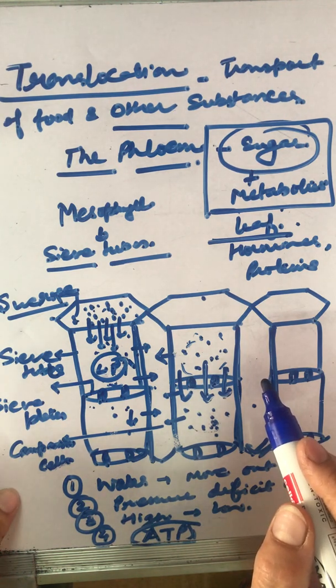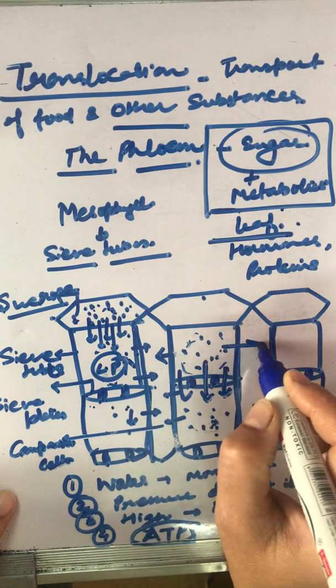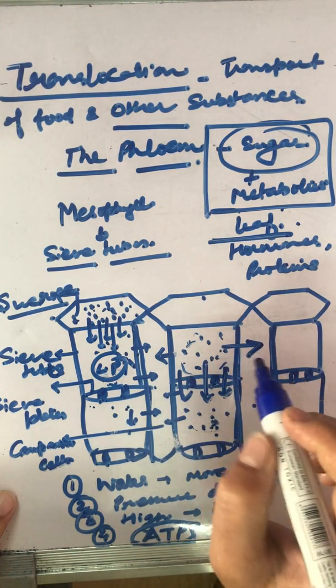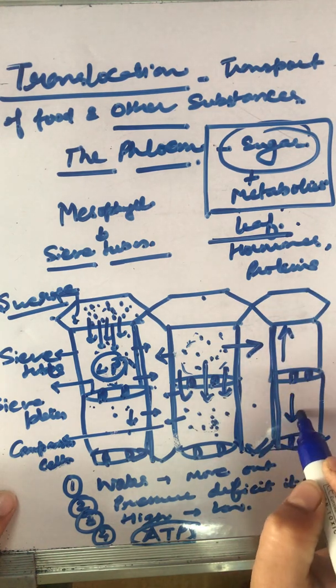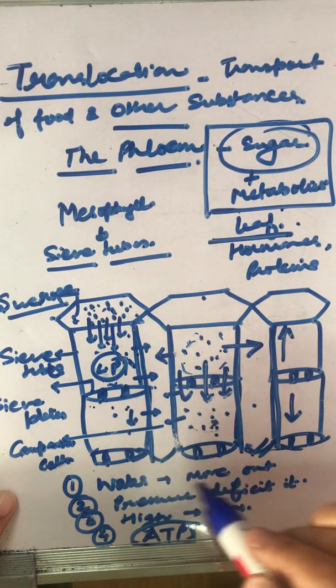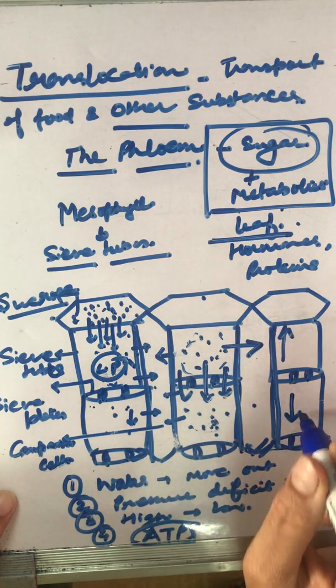It is bilateral. Why? Because it moves in all the directions. Food can move sideways also. Food can move upwards also. Food can move downwards also. So it can move in all the directions. So we call it bidirectional flow.